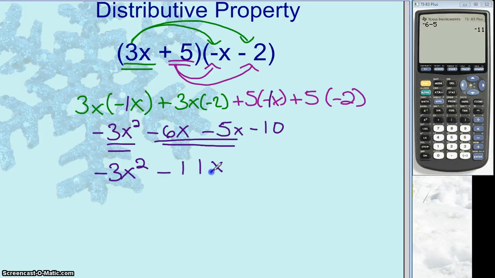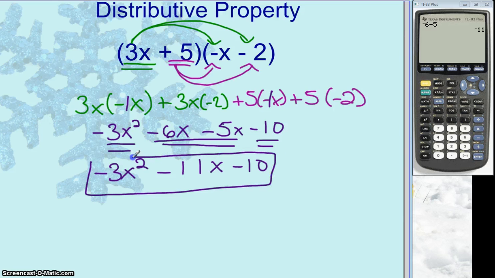X carries down. It does not become x squared. And negative 10 doesn't have a like term, so it stays negative 10. And that is our answer for multiplying those polynomials right there.